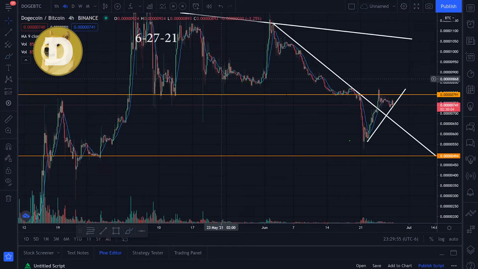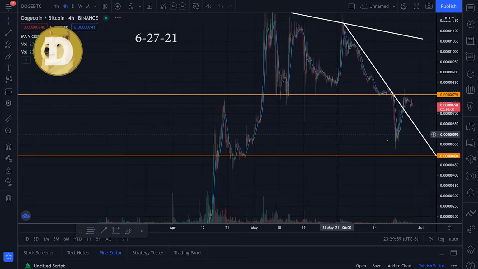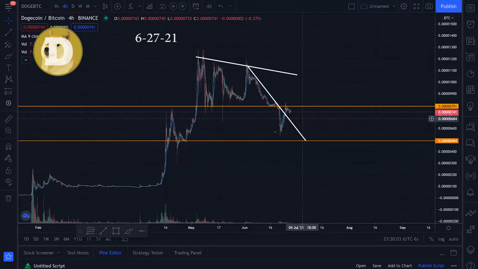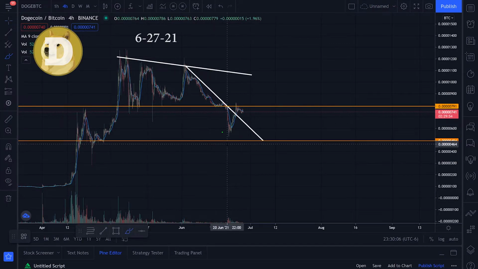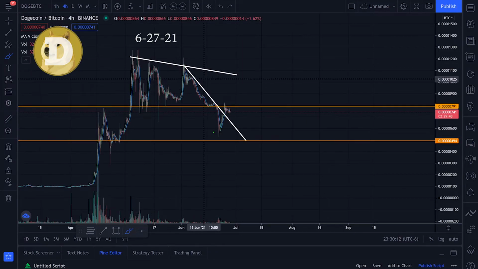I'm not really sure. In general, Dogecoin's been faking me out, so I'm not 100% sure what's going on, but yeah, it does look like we found some support right here, and we are in an uptrend compared to Bitcoin. But in general, we do need to break this trend line right here to really start getting bullish again.